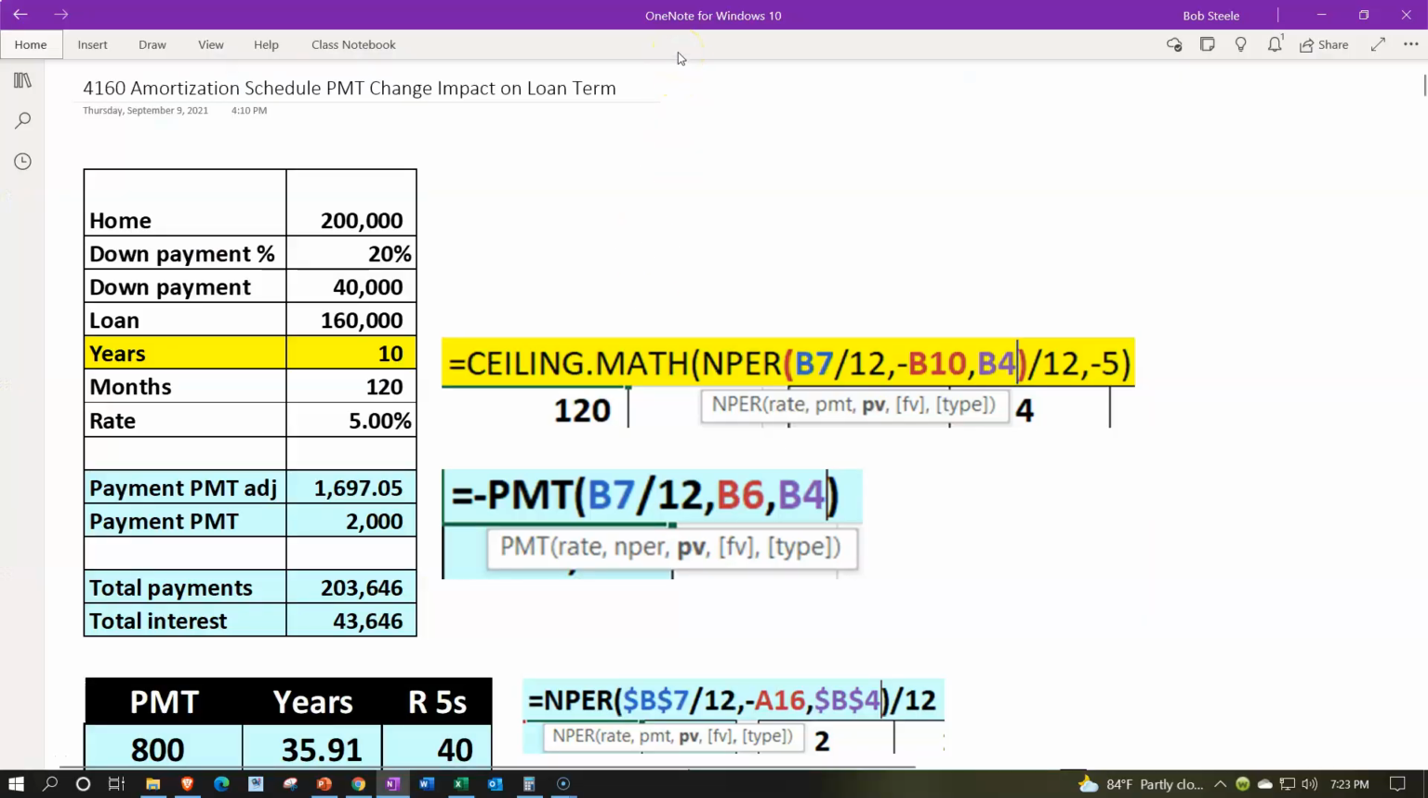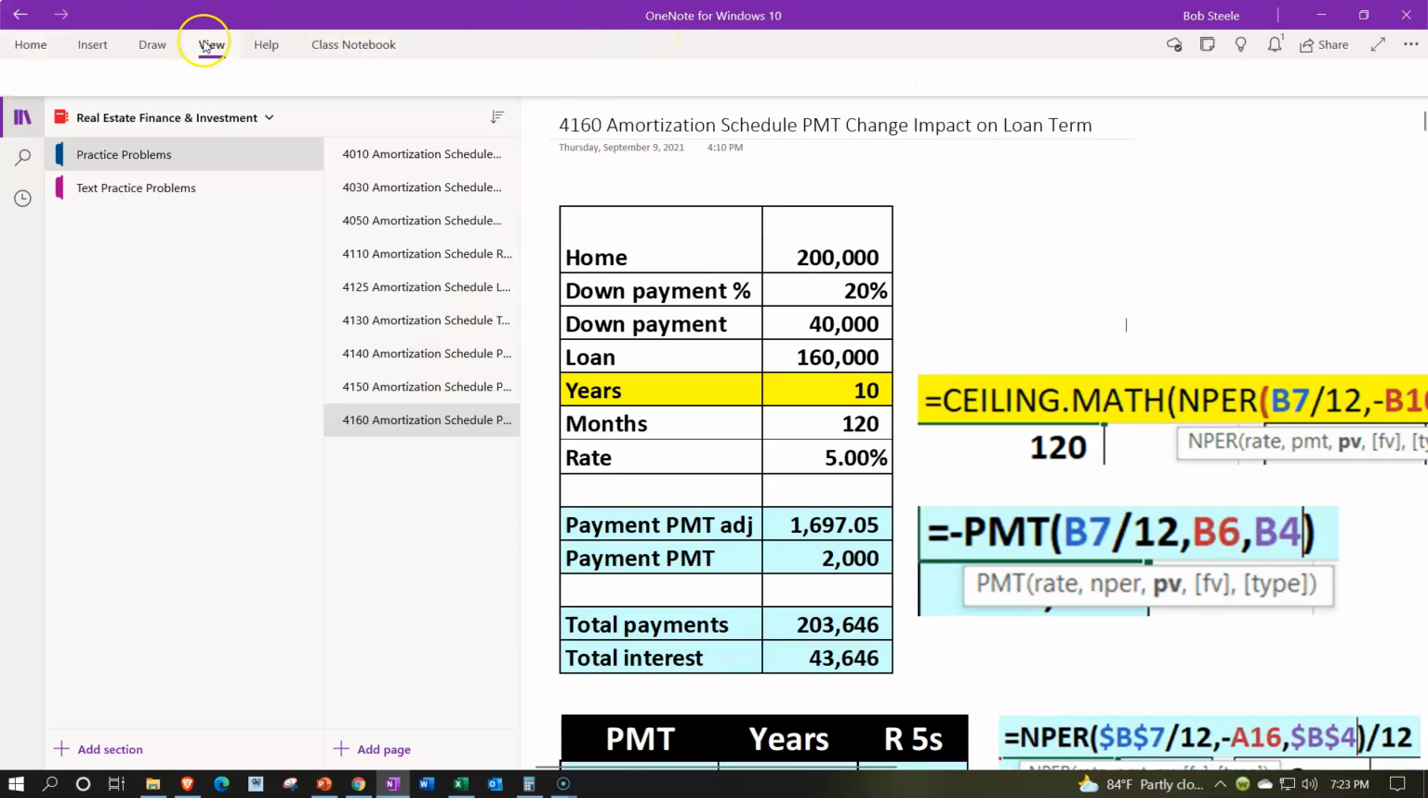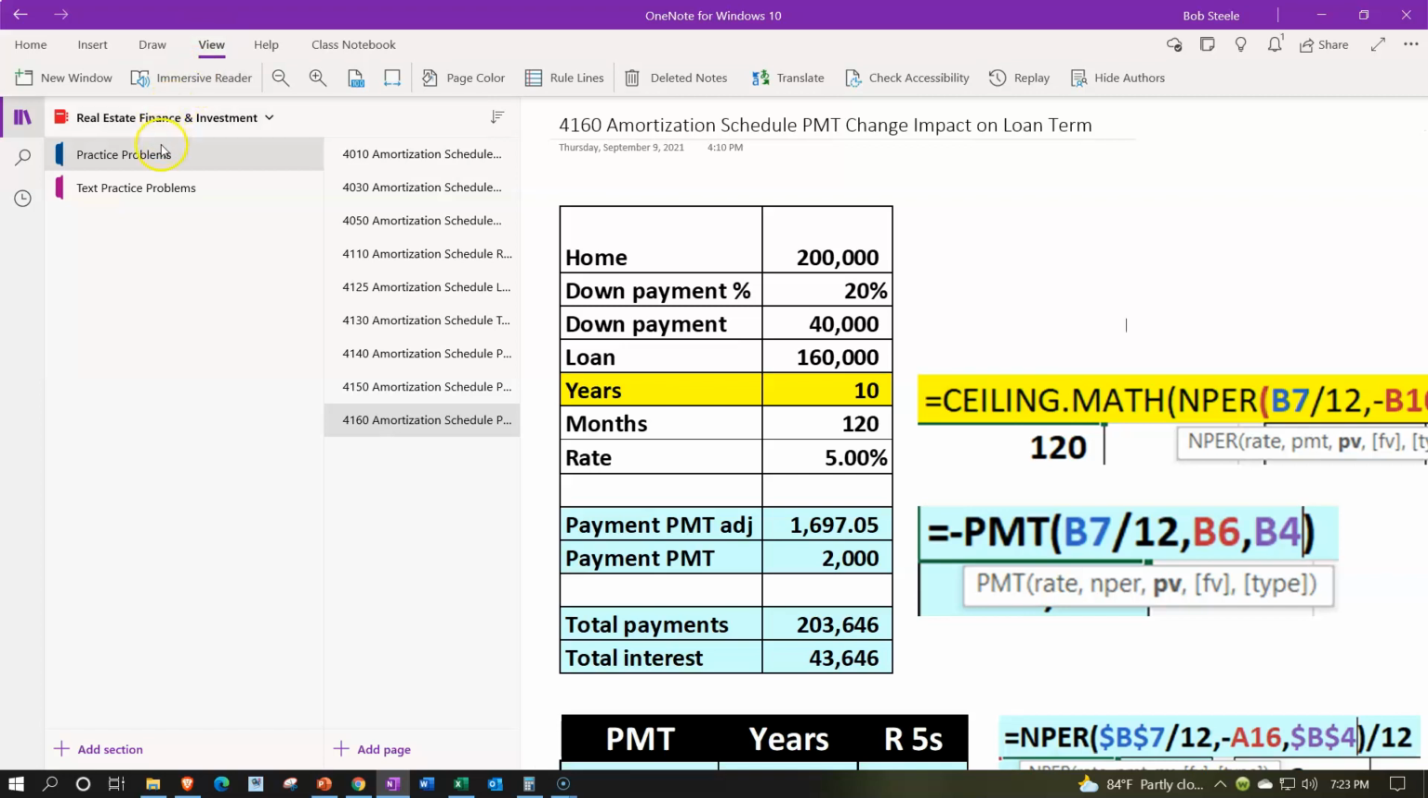If you have access to OneNote and would like to follow along, you're not required to, but if you would like to, we're in the icon on the left-hand side, the Practice Problems tab, in the 4160 Amortization Schedule PMT Change Impact on Loan Term tab. Also note, when using OneNote, take a look at the Immersive Reader tool. Our presentations will also be in the text area, same name, same number, but with transcripts. Transcripts can be translated into multiple different languages and either listened to or read in them.